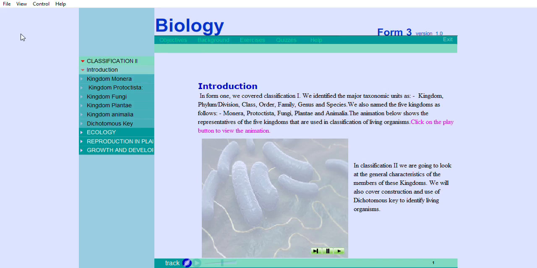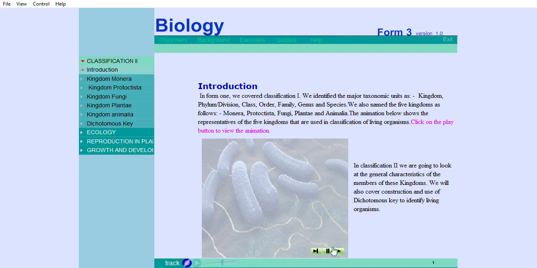Introduction. In Form 1, we covered Classification 1. We identified the major taxonomic units as kingdom, phylum or division, class, order, family, genus, and species. We also named the 5 kingdoms as follows: Monera, Protoctista, Fungi, Plantae, and Animalia. The animation below shows the representatives of the 5 kingdoms that are used in classification of living organisms. Click on the play button to view the animation.